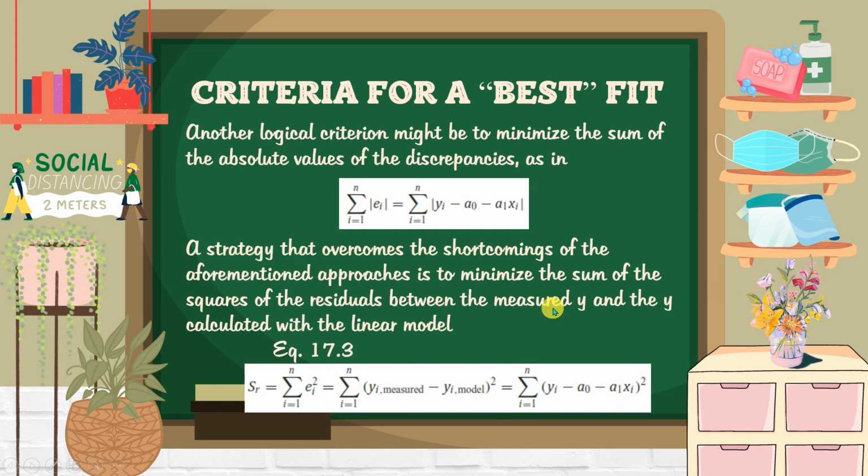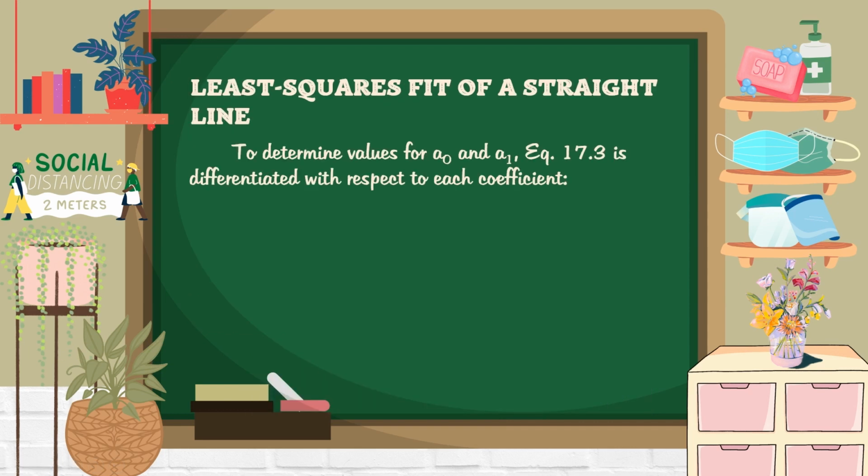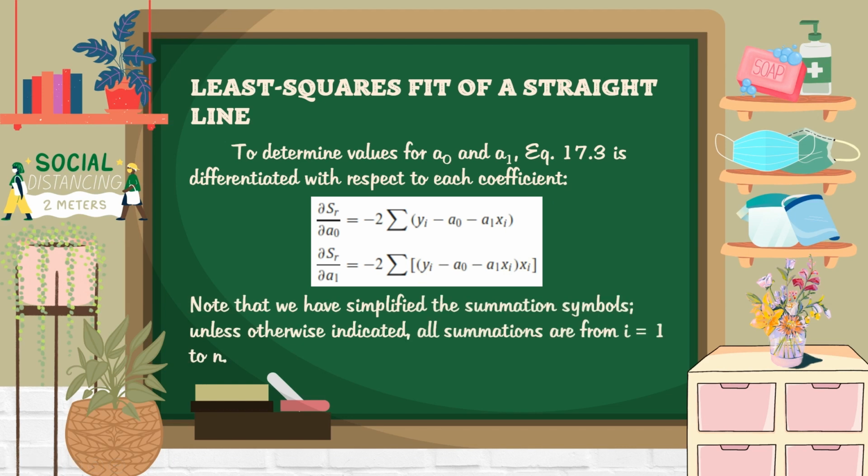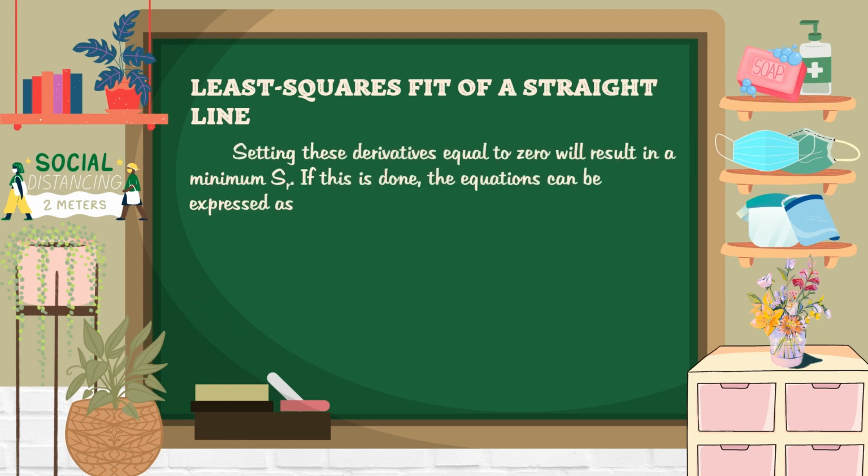This criterion has a number of advantages, including the fact that it yields a unique line for a given dataset. Before discussing these properties, we will present a technique for determining the values of a sub 0 and a sub 1 that minimize equation 17.3. Equation 17.3 is differentiated with respect to each coefficient. Note that we have simplified the summation symbol; unless otherwise indicated, all summations are from i equals 1 to n. Setting these derivatives equal to 0 will result in the minimum S sub r.